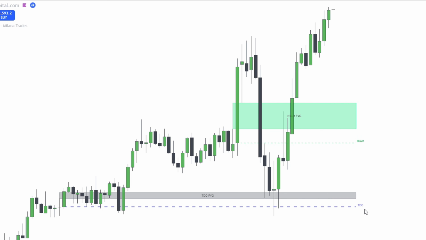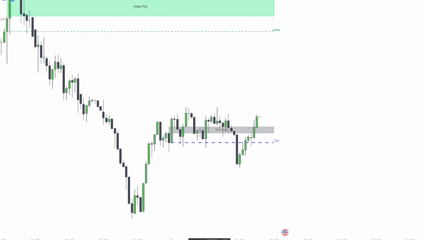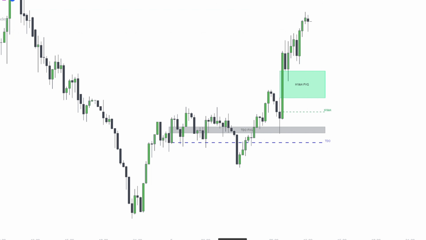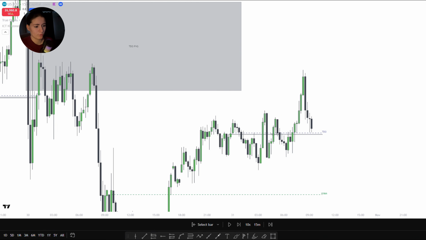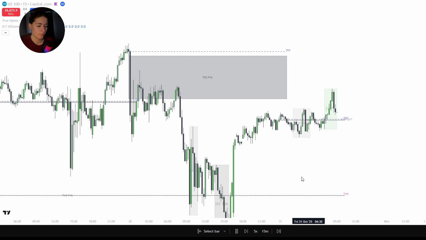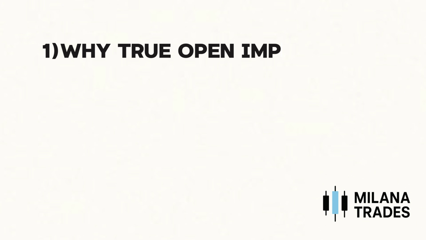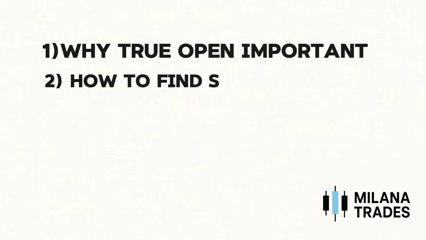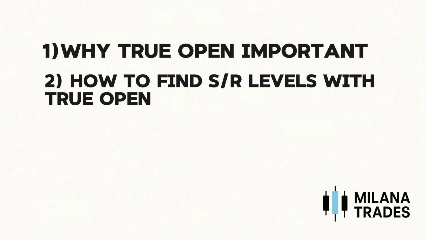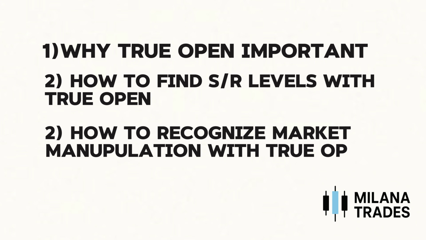True open is a concept that very few traders use, but it's one that can completely change the way you see the market. It helps you spot manipulation and identify strong support and resistance zones with precision. In this video, we'll break down why the true open is so important, how to find the areas that can act as support and resistance, and how to recognize market manipulation.